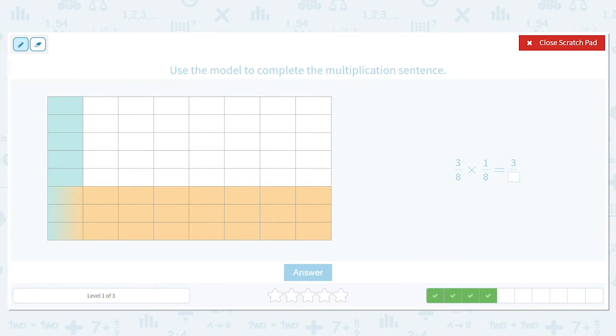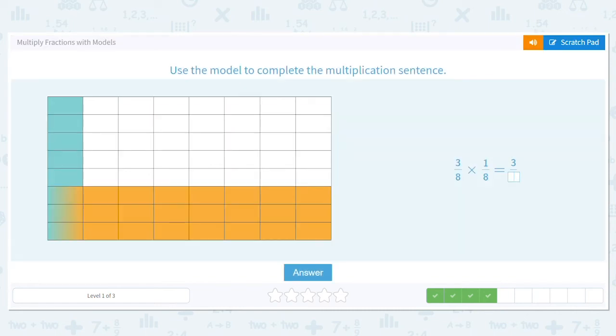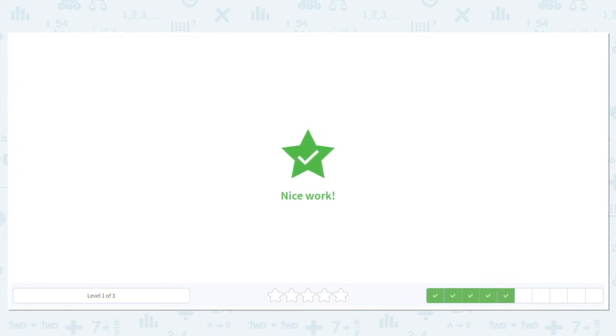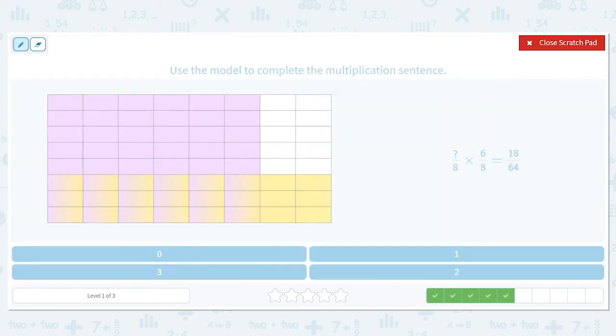Okay, so use the model to complete the multiplication sequence, right? So here's 3 out of 8. Here's 1 out of 8. And the overlap is 3. And how many squares are there in all? 8 by 8, right? 1, 2, 3, 4, 5, 6, 7, 8. 1, 2, 3, 4, 5, 6, 7, 8. So that's a 64. It's a chessboard, right? So this is 64. So we'll write 64. Okay. You get the hang of it. There's 6 pink. There are 3 yellow. That makes this 3.